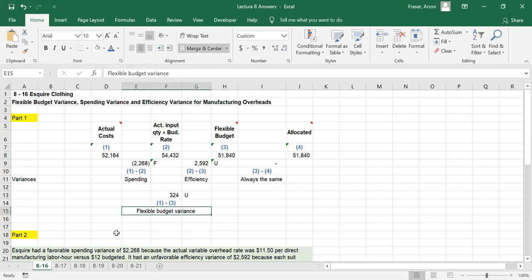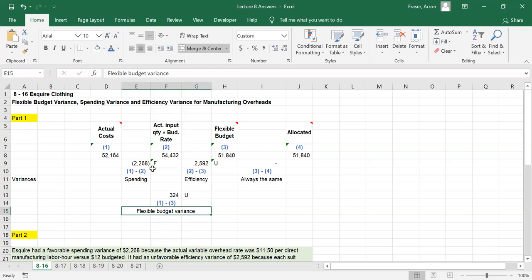When we compare the two together, you will end up with a flexible budget variance, which is actual cost minus the flexible budget. So you actually end up with $324 unfavorable. As one student asked in the last class, what was the whole rationale of going through all of these variance analyses? If we had just looked at the flexible budget variance, we would have seen a variance of just $324, which in the grand scheme of things, compared to the total actual cost of $52,164, would have been less than a percentage point, right?